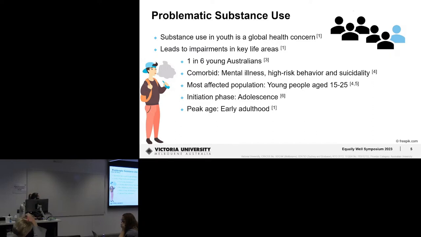Problematic substance use generally affects 1 in 6 young Australians, which is quite a lot if you think about it. It usually comes comorbid with mental illness, high-risk behavior, and suicidality. And we now know that while the initiation phase of substance use is usually during adolescence, the peak age of problematic substance use is actually during young adulthood and early adulthood, and the most affected population is young people aged 15 to 25. Problematic substance use usually peaks before the age of 27 overall.